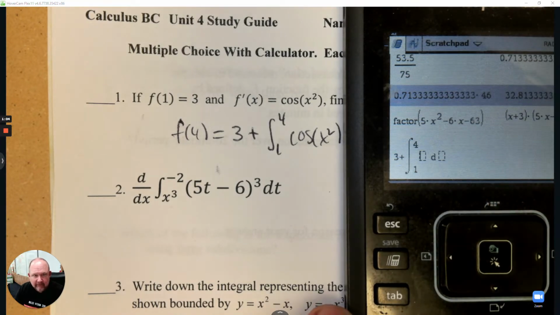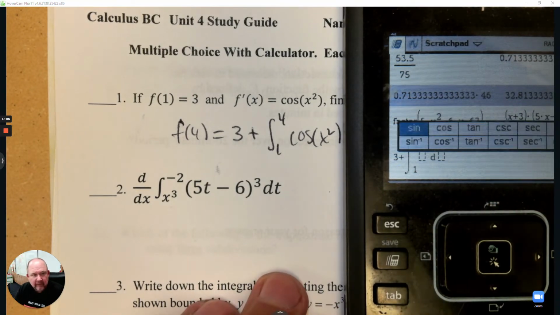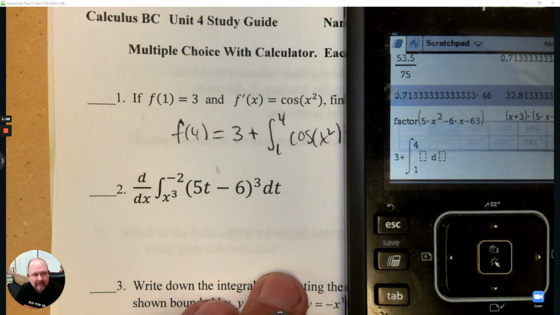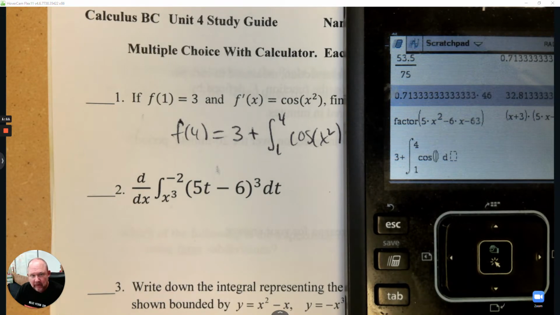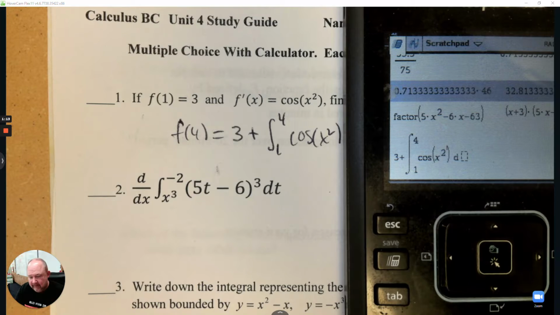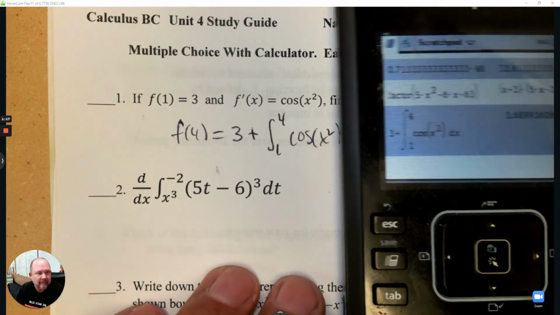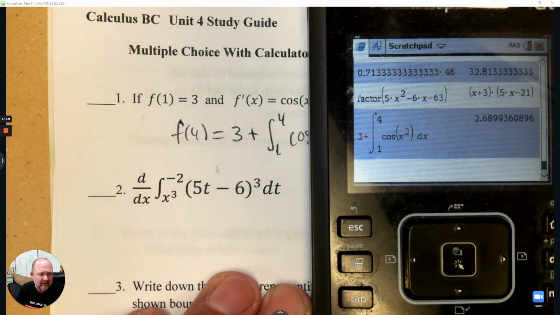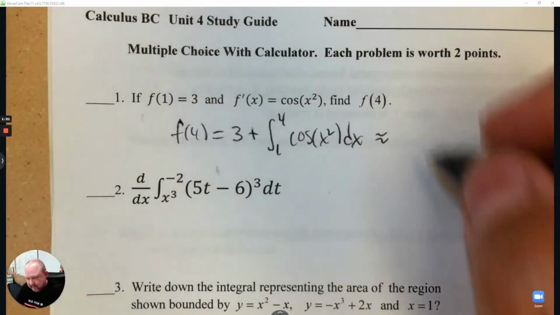And then type in cosine. So the trig button, cosine. And then type in x squared. And then dx. Control enter. And you have your answer, 2.689. You can truncate.